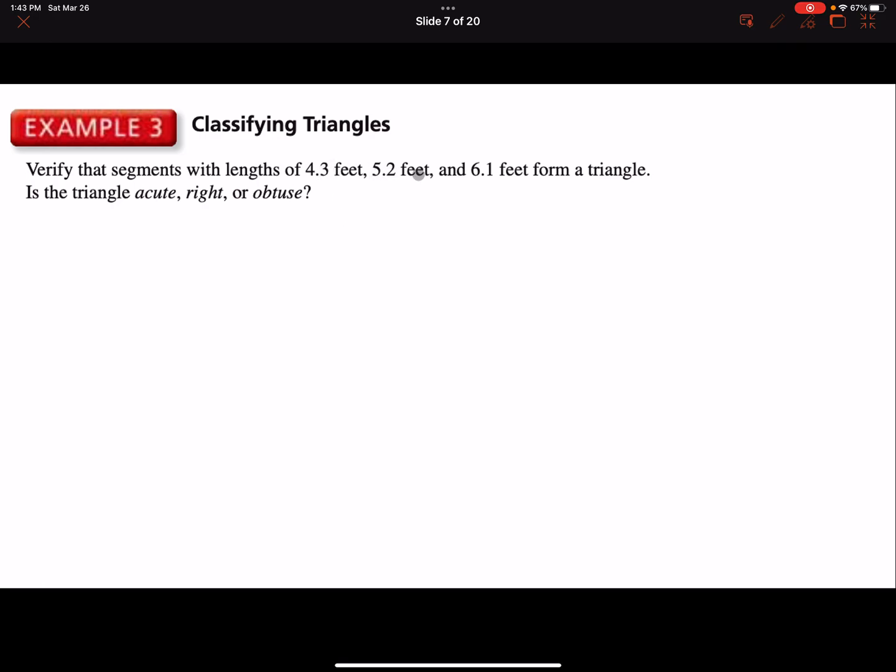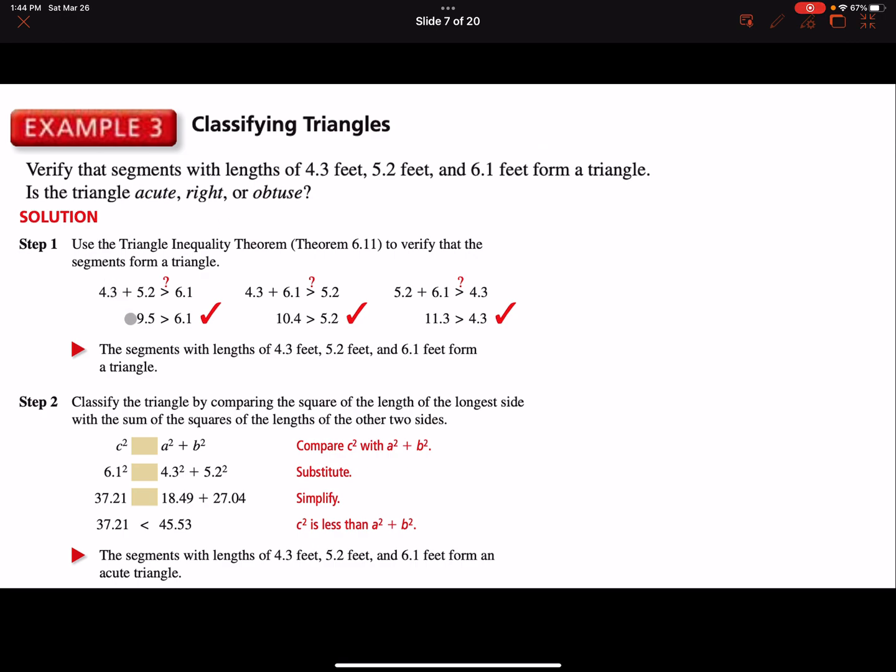We also learned in 7-8, that if I add up the two smaller sides, that sum has to be greater than the largest side. Actually, if I take any two sides and add them up, that sum has to be greater than the third side. So we're going to test that out. And if we do test that out, we find that it checks off for each one.